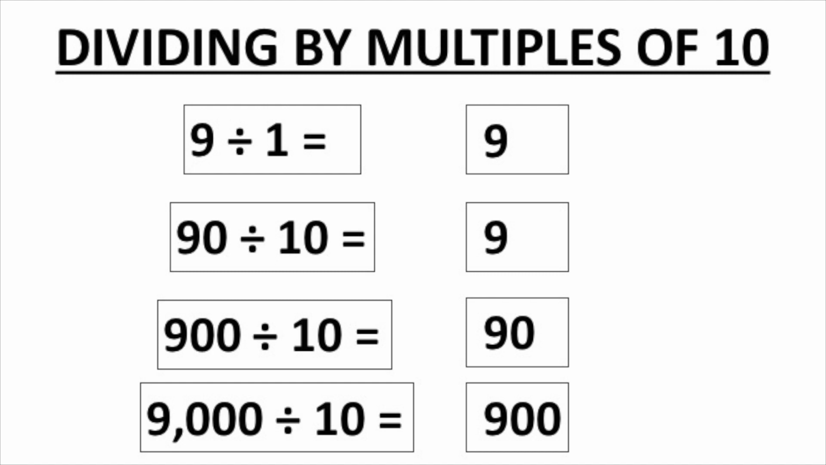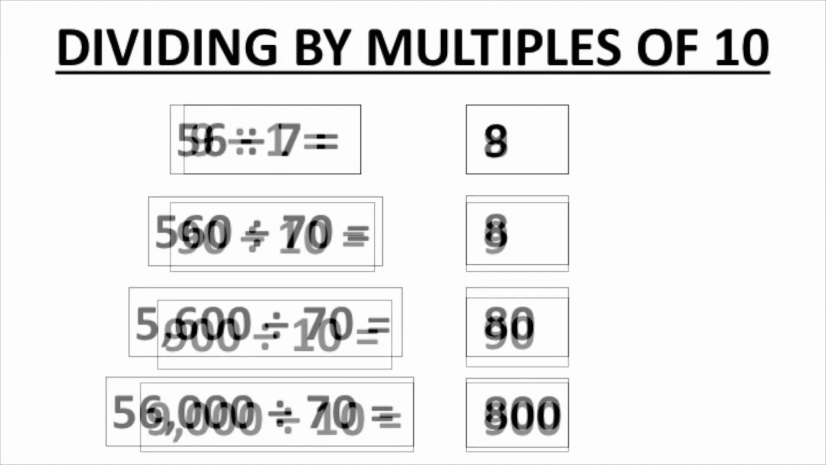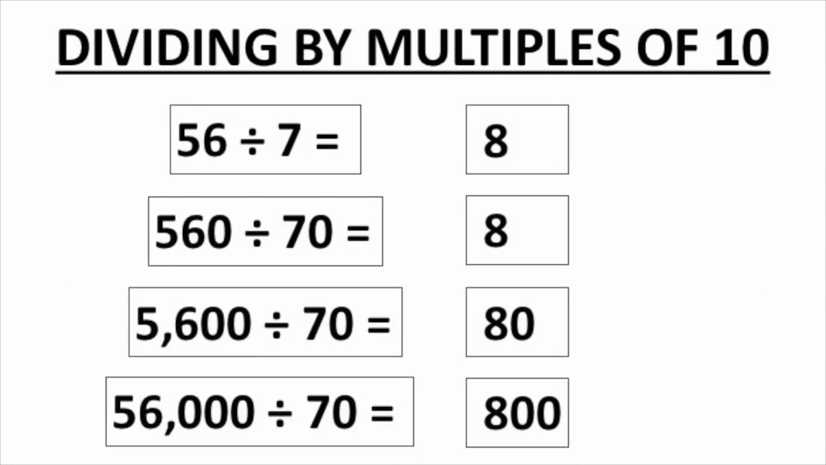So when we're dividing by tens, we don't really have to work the calculation out. We can just equate the numbers of zeros, and that will give the answer for us. Let's look at some others. 56 divided by 7. What do we think, guys? 56 divided by 7. 8. Everyone agree? Correct. 56 divided by 7 equals 8.